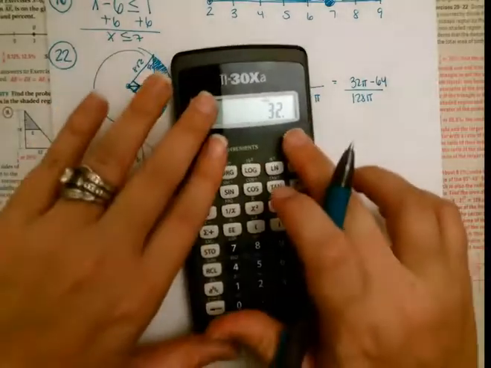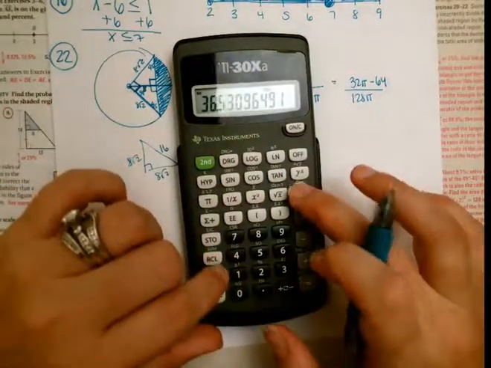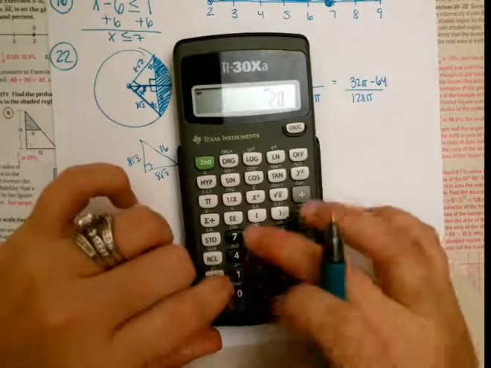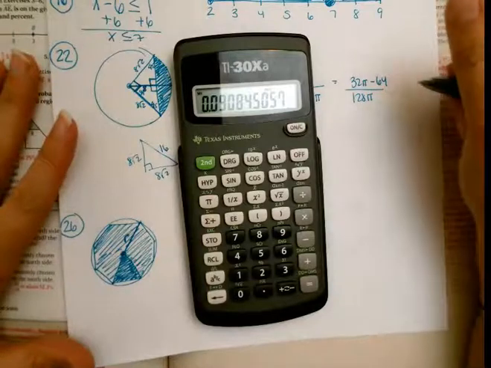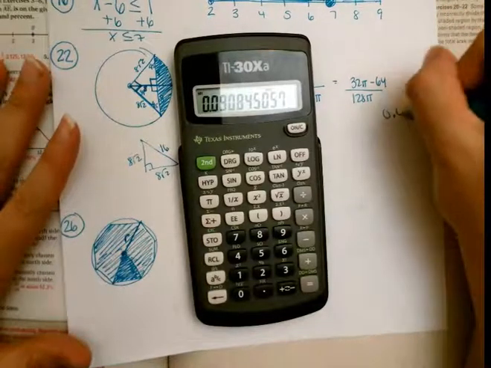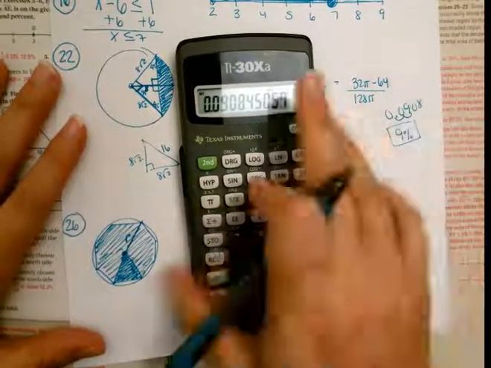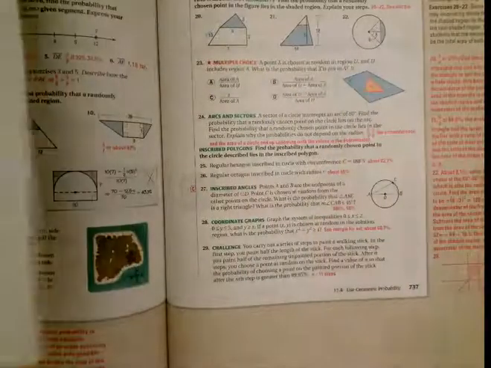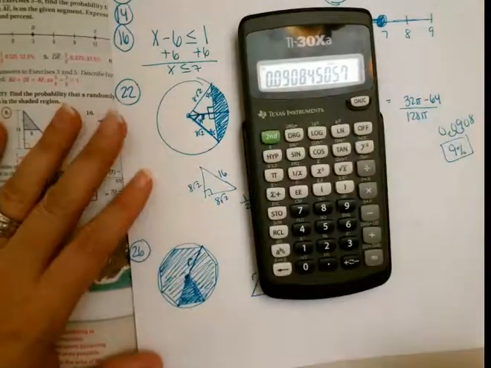So let's try this out. 32 times pi minus 64, divided by, parentheses, 128 times pi, parentheses, equals. And I got 0.0908. So this is approximately 9%. 22 should be approximately 9%. And it says about 9.1%, which it rounds to 9.1%. Okay? And then our very last problem.